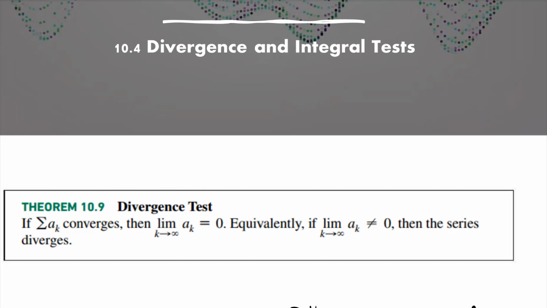This first part, you can kind of ignore it. Equivalently, if the limit of the sequence doesn't go to 0, then the series diverges. If the limit of the sequence goes to 0, it tells you absolutely nothing. This is a one-way street. One way, not two ways. Okay, let's check it out.